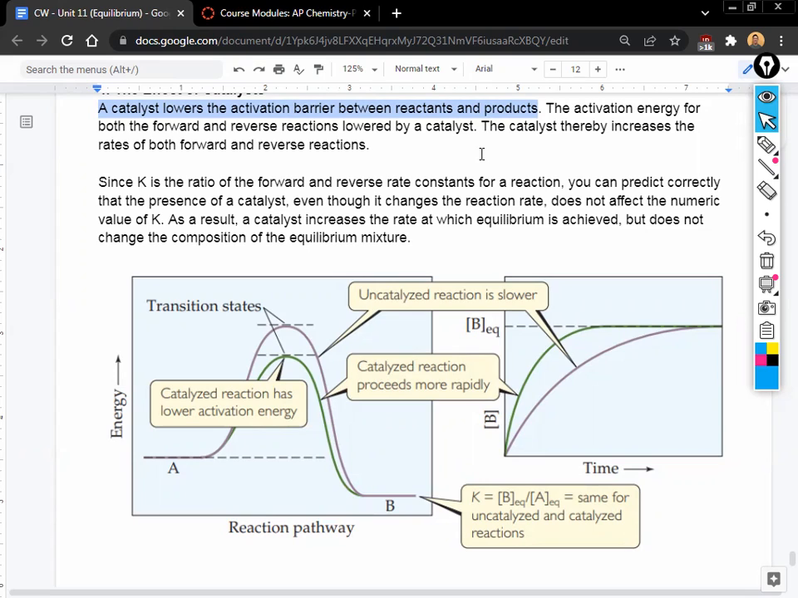As a result, if you use a catalyst, the reaction gets to equilibrium faster, but it does not change what that equilibrium is. So it doesn't change the K value. It doesn't change the ratio between the reactants and products. It just makes the reaction get to equilibrium faster. That's what a catalyst does.